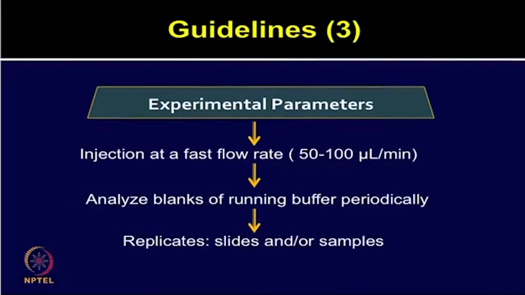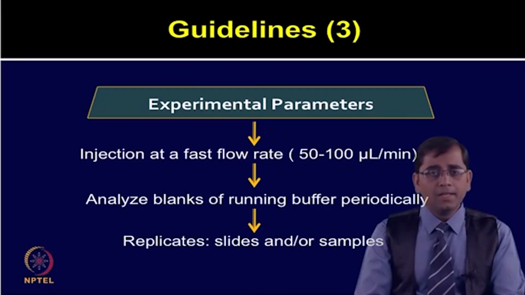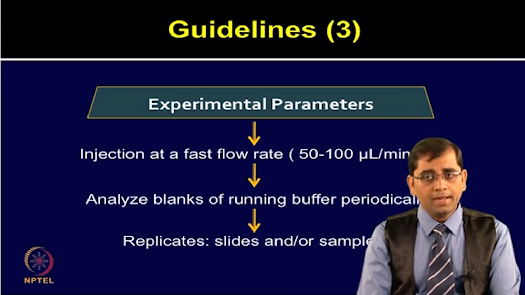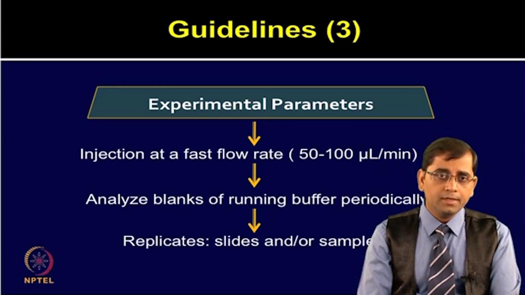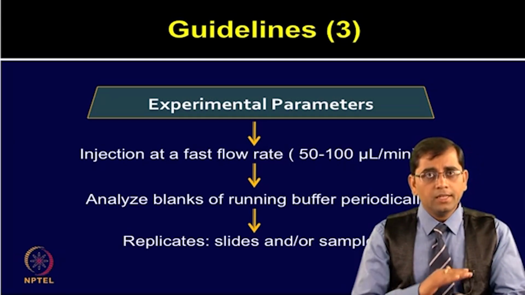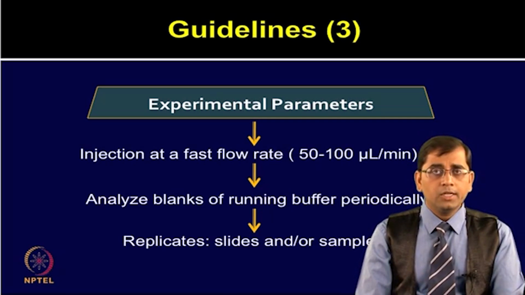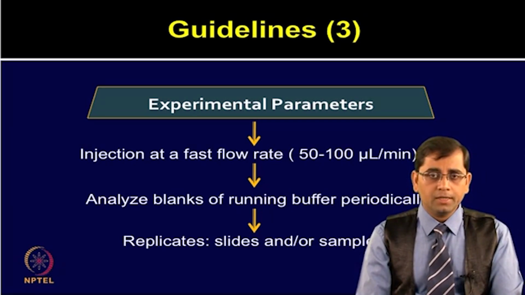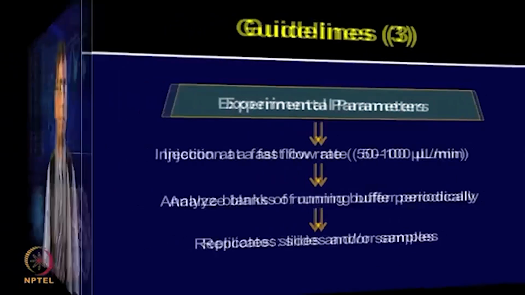Low sensor surface capacity is preferable in many cases, which can help in minimizing issues such as mass transport, aggregation and steric hindrance. There are various experimental parameters which one needs to consider. For example, how fast or how slow the injection rate should be. Ideally, a fast flow rate can minimize mass transport type of effects. Analyzing blanks of running buffer periodically is critical to ensure reliable results and a stable baseline. Also, it is always judicious to reproduce such experiments on independent slides and independent samples.